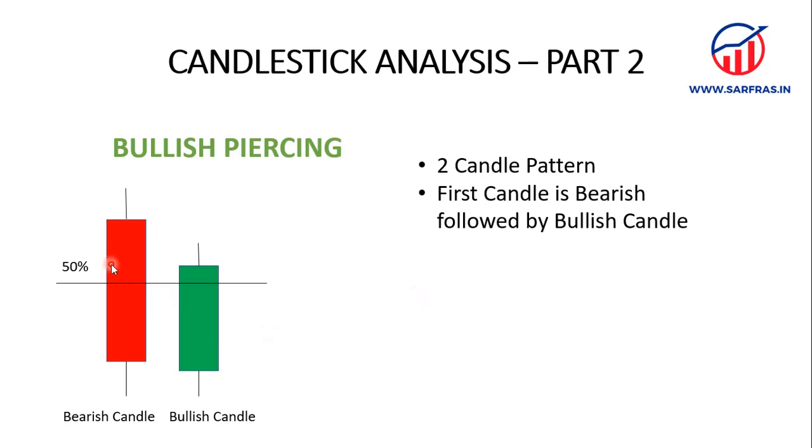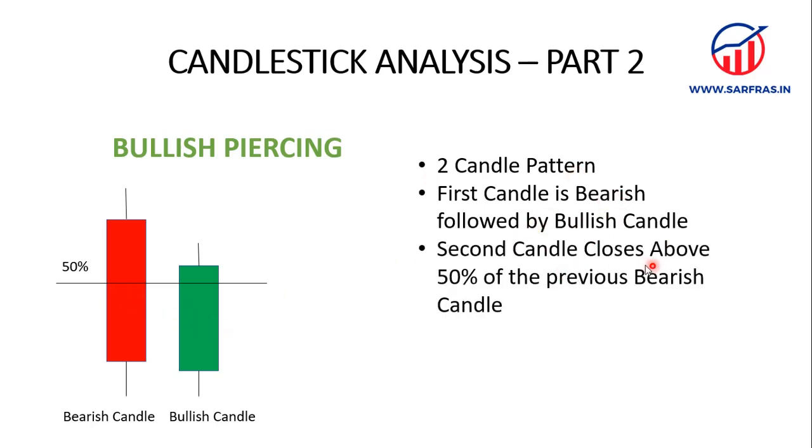You'll find many candles in your technical analysis, but to call these two a bullish piercing pair, they need to follow a few criteria. One, it is a two-candlestick pattern. The first candle is bearish, followed by a bullish candle. The second candle closes above 50% of the previous bearish candle. What it means is that this is the open and this is the close for this candle, so when this candle closes, it has to close above 50% of the body of the previous bearish candle.